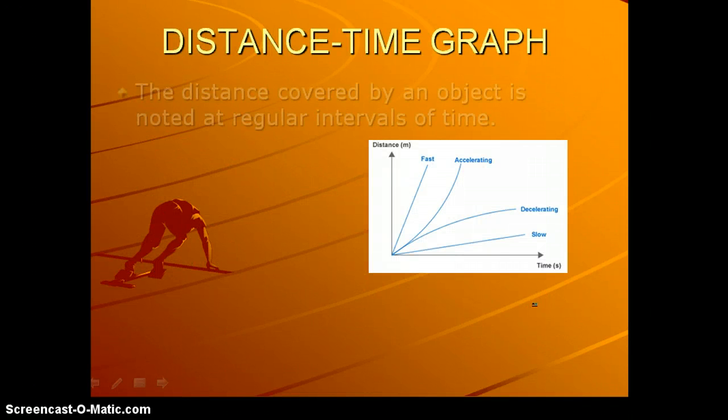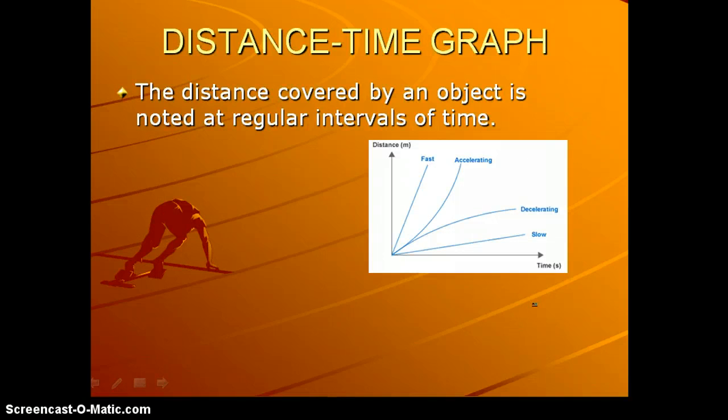If we were to take a look at a distance time graph, it will show you the distance that is covered by an object at regular intervals of time. So distance here, time here. The slope of the line in here is the speed, because distance over time is going to give you the slope. So the slope of this line on a distance time graph is speed.